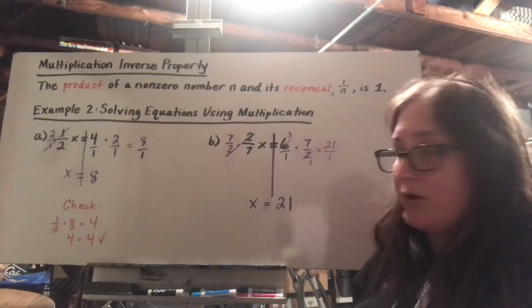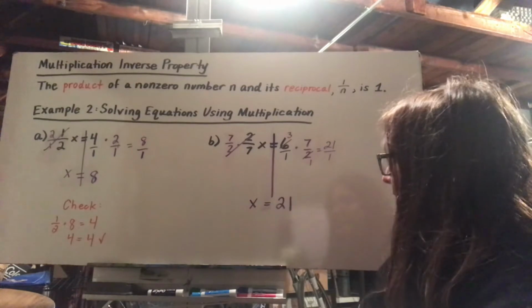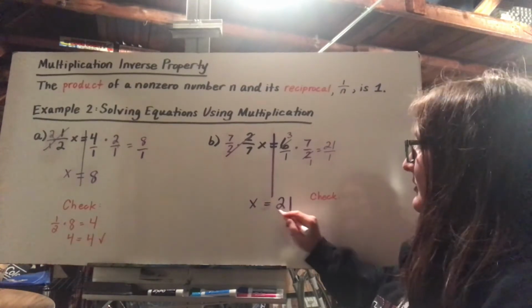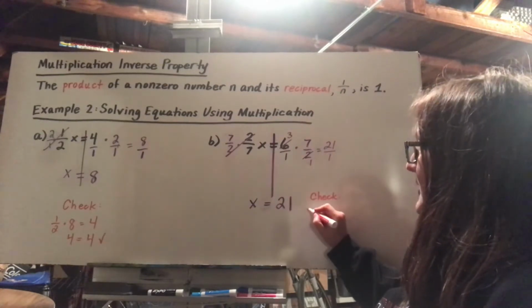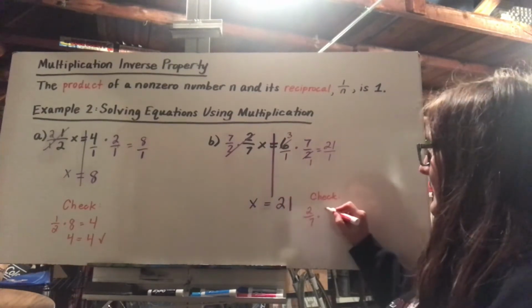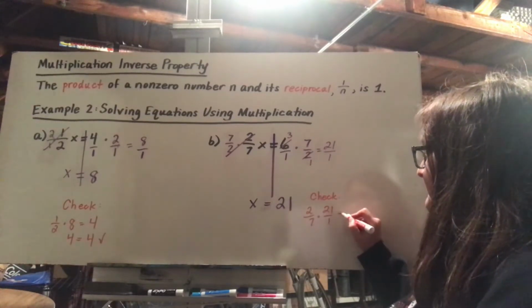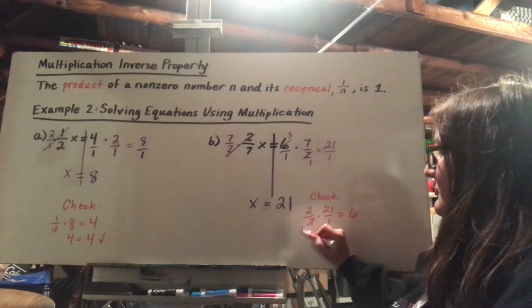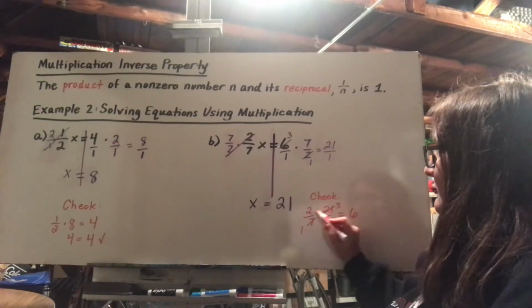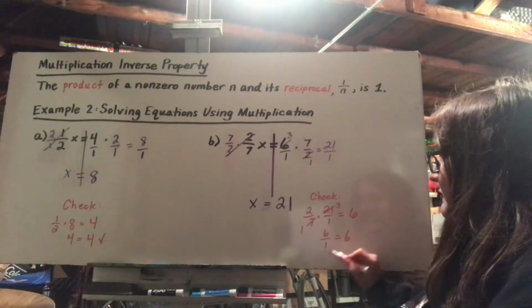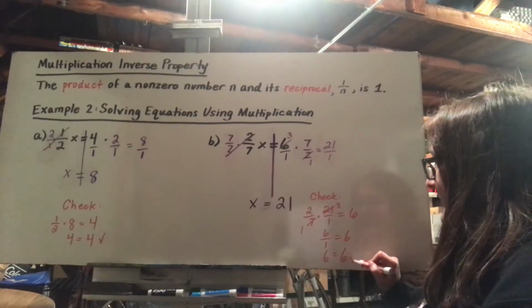So either way works. I want to check my answer before I leave this problem. So in order to check, I'm going to plug this guy into my original problem. So I had 2/7 times x would be 21. I'm going to make it 21 over 1. And I want to get an answer of 6. So I'm going to cross reduce my 7's here. 2 times 3 is 6. 1 times 1 is 1. 6 over 1 is the same as 6. So my answer checks out.